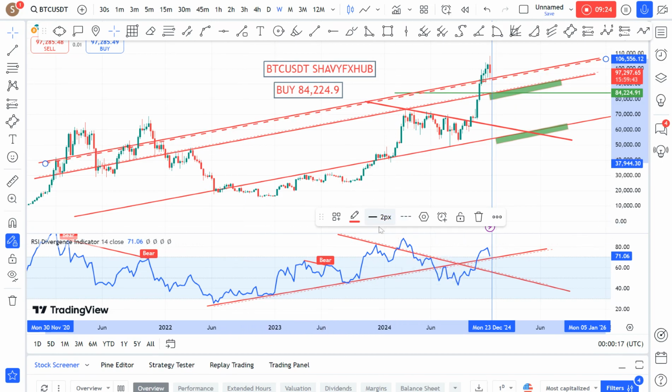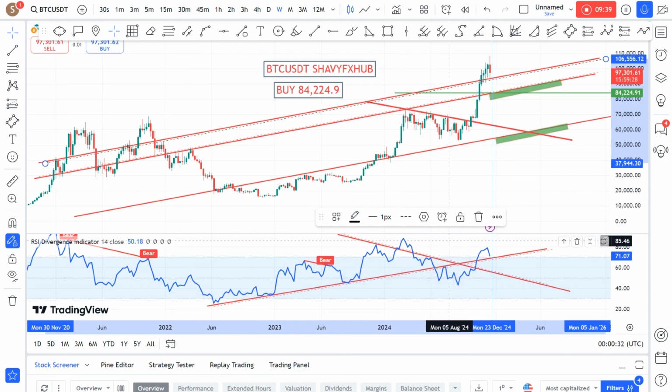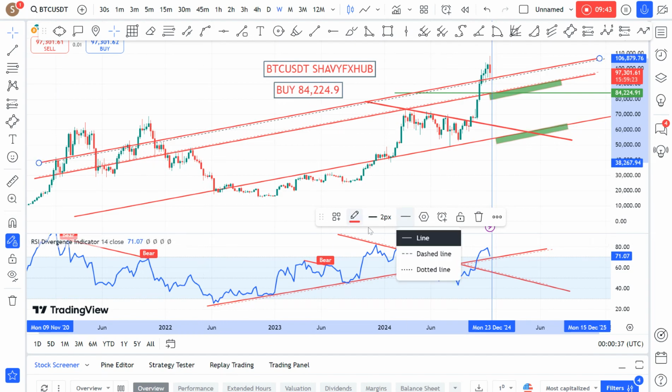A breakout from that level will ultimately bring us to the green box where we look for a potential buy opportunity. So we need to be patient and allow the weekly candle to break and close below this line. Let's mark it black. So break and close below this line, go short.